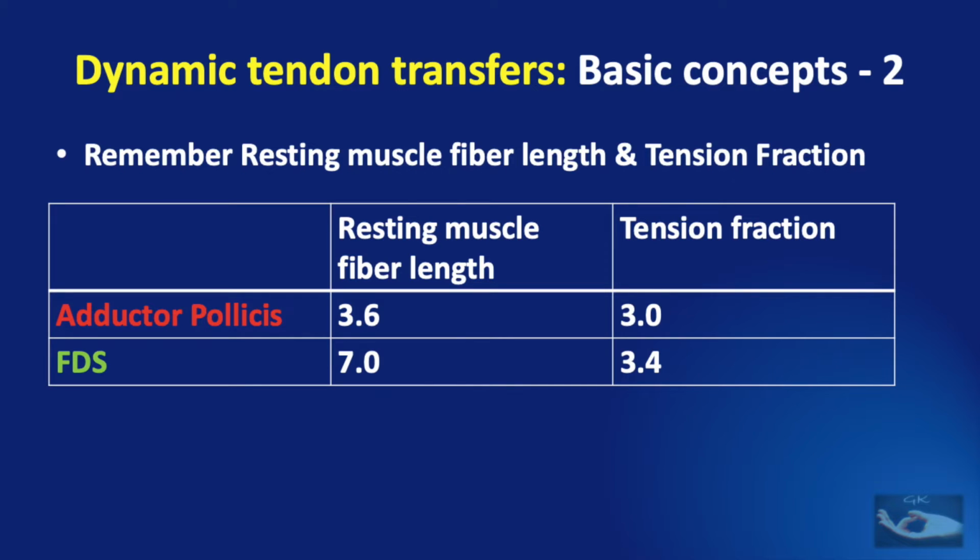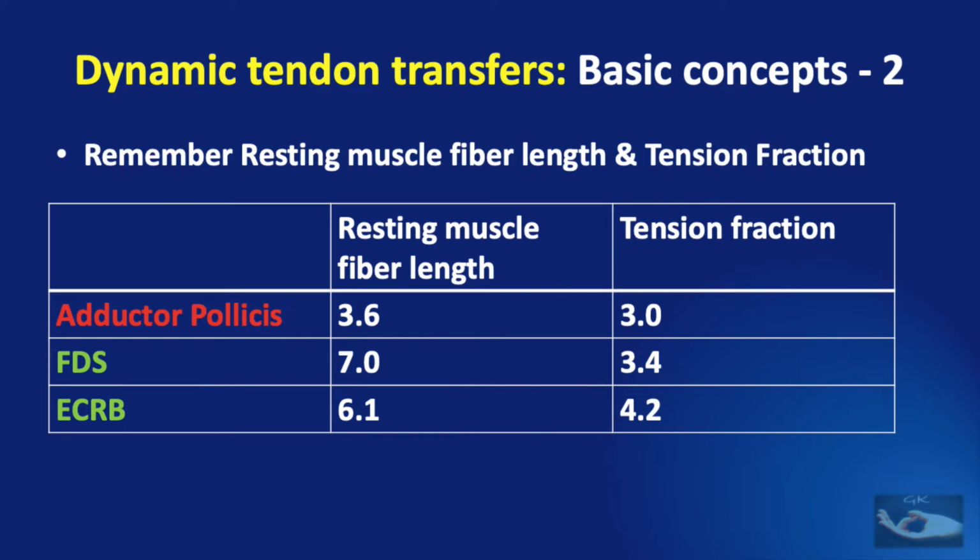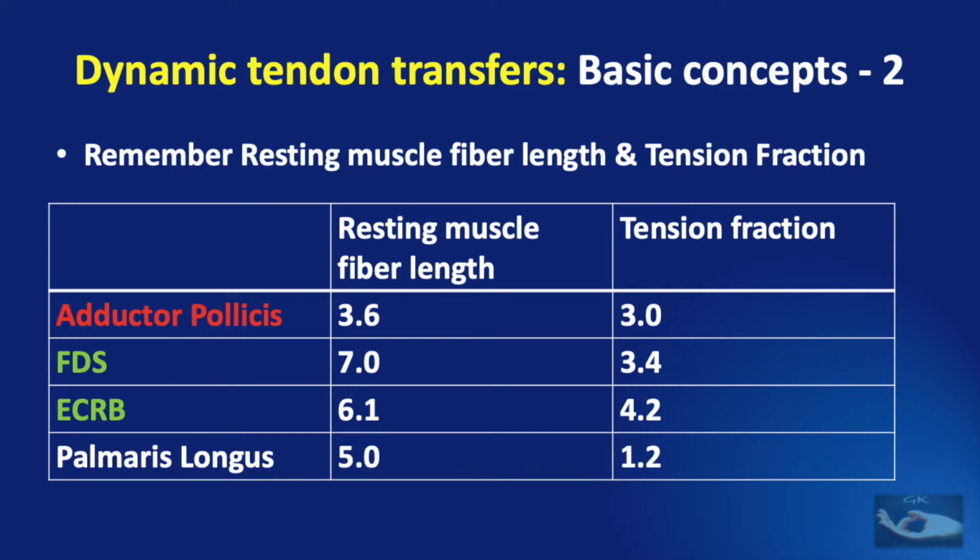The FDS muscle has a good muscle fiber length and almost equal tension fraction. The ECRB2 has a good fiber length and a good tension fraction which is compatible with that of the adductor pollicis. Hence, these two muscles can be ideally used as tendon transfers. But the palmaris longus, though it has a good muscle length, the tension fraction is very small and hence very weak. So it can be used, but it would be a very weak transfer.